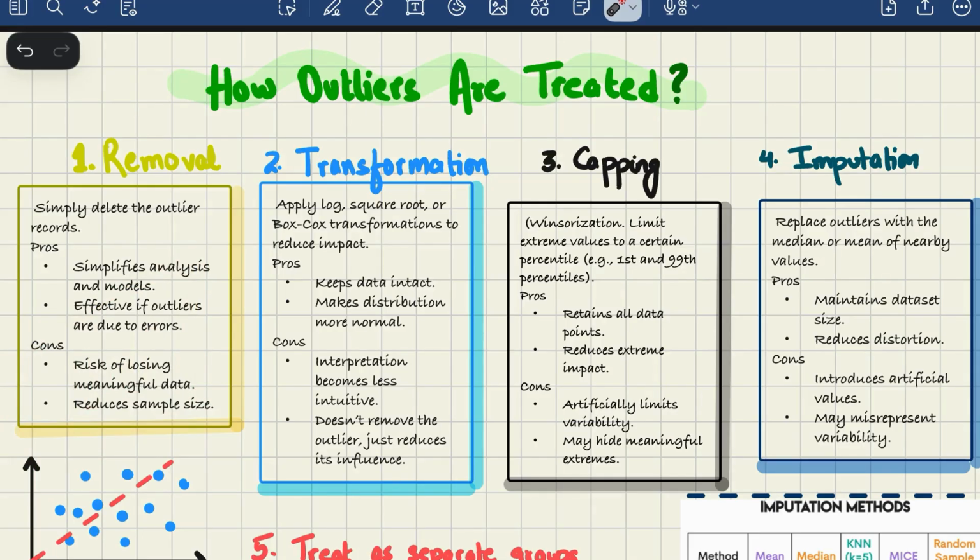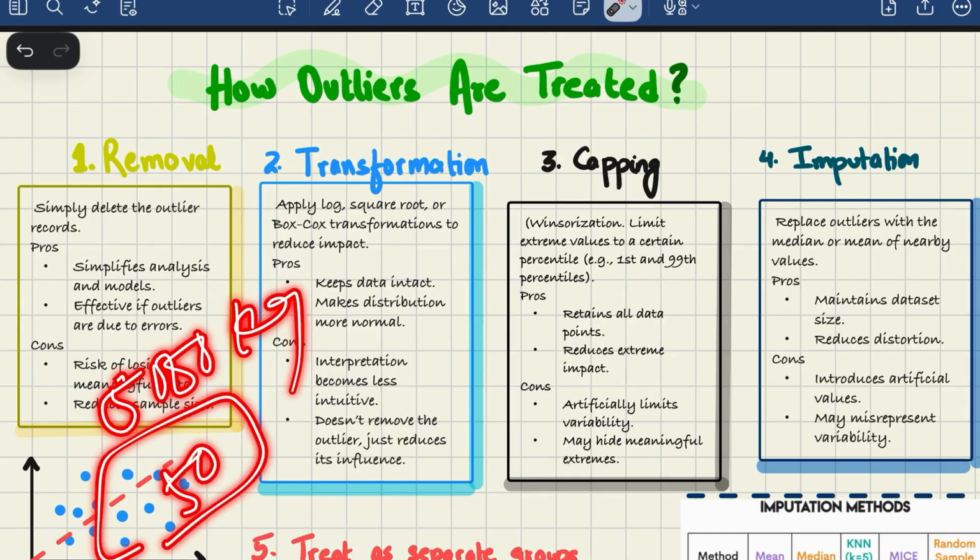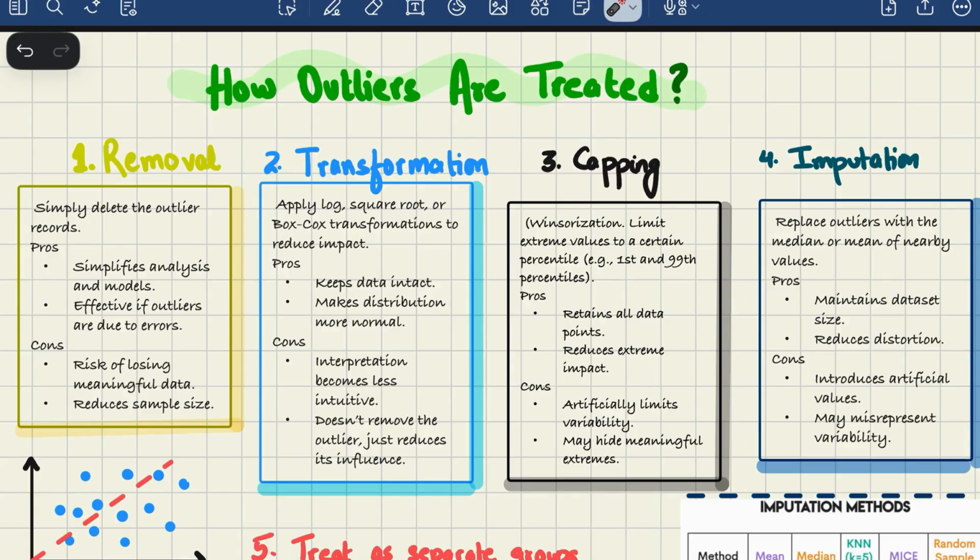So if someone typed the weight, for example, 5000 kgs instead of 50 kgs, you wipe it out, right? Just be careful when deleting real data, because it is surprisingly a form of cheating when we delete the data. All right. Then we have transformation. So what we do, we apply log, square root, or Box-Cox transformation to reduce the impact. We use logarithmic transformation over here.